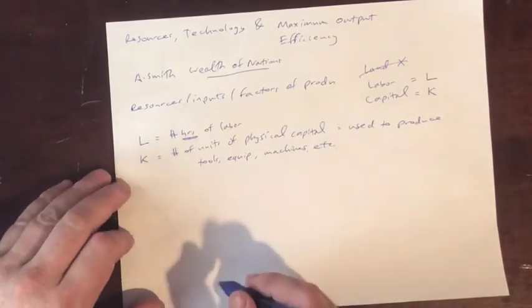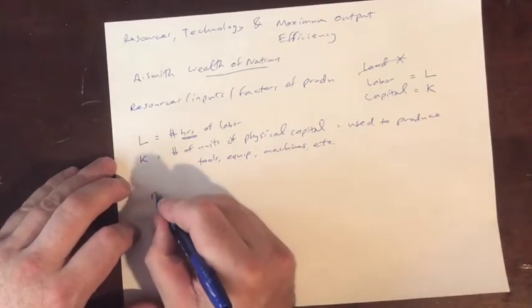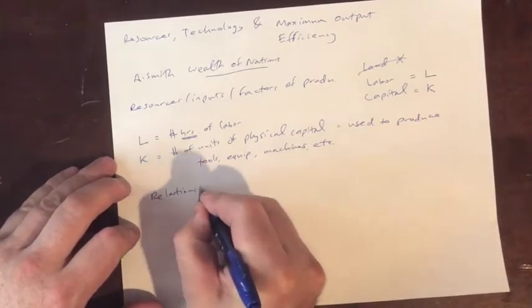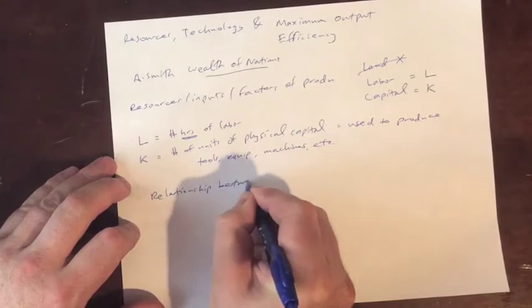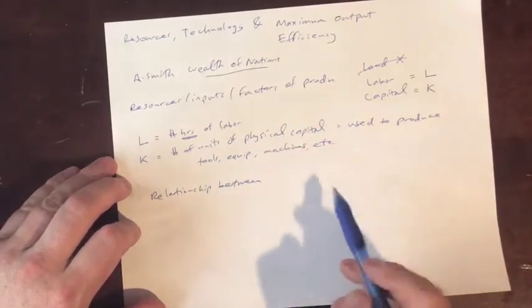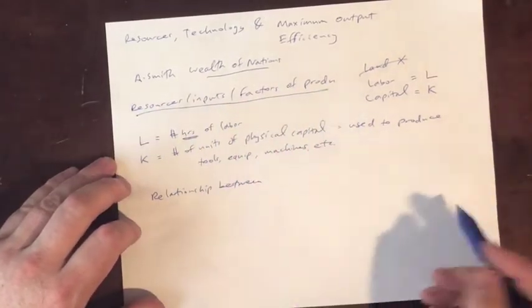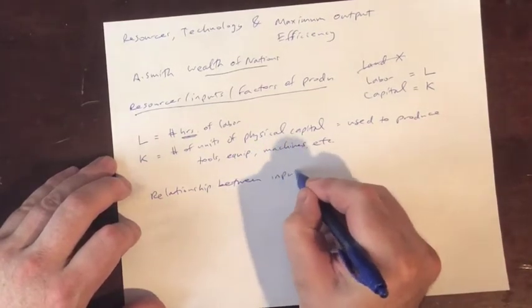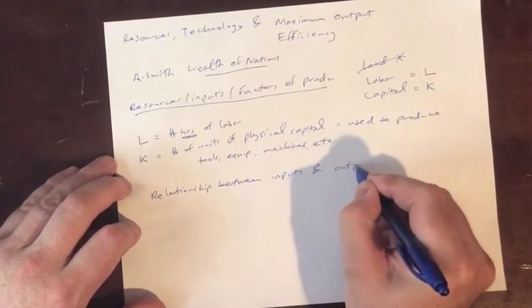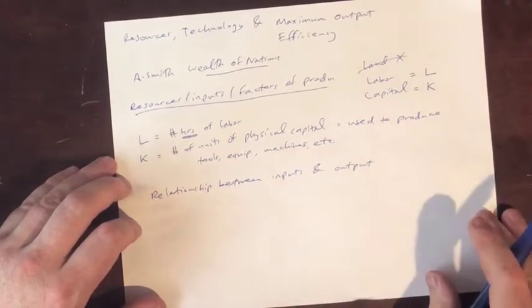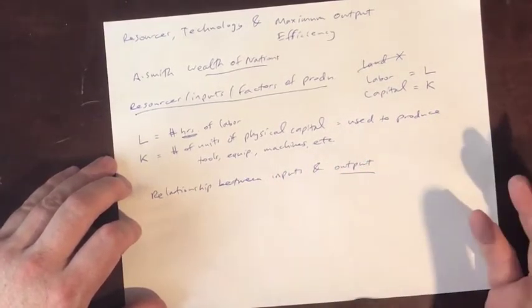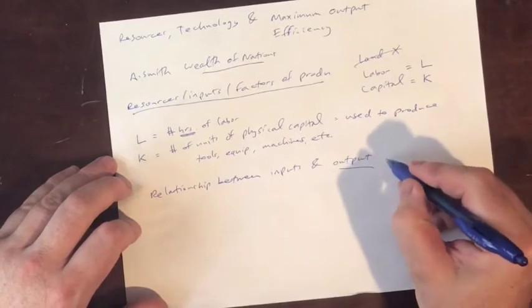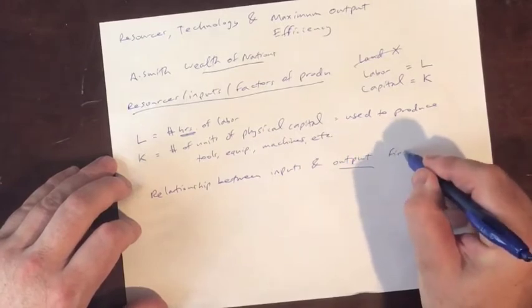Now, the next thing we need to describe is the relationship between these inputs in society. Resources, or inputs, or factors of production: what's the relationship between those inputs and the amount of output that we're able to get from them? So what do we mean by output? What we mean by output is the finished goods.